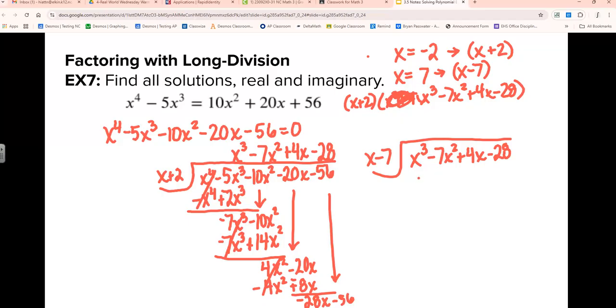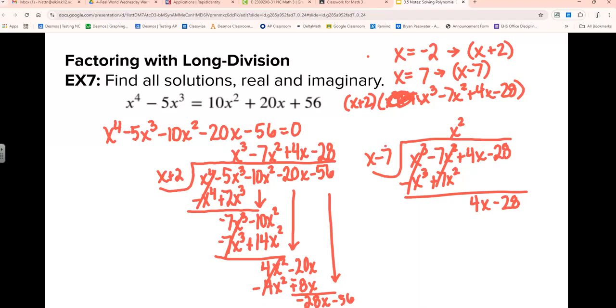What times x gives me x to the 3rd? That's going to be x squared. So x squared times -7 gives -7x squared. Now watch what happens here. Both of those end up canceling. So then I would just have nothing. I would bring down my 4x because I skipped that. I'm probably going to need to bring down that -28 as well.